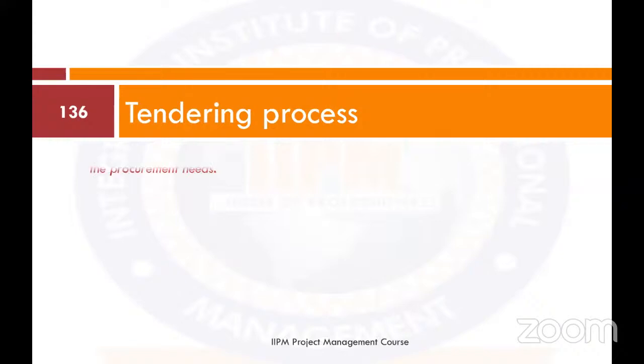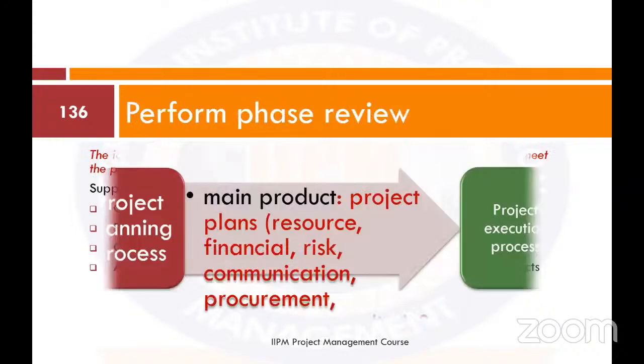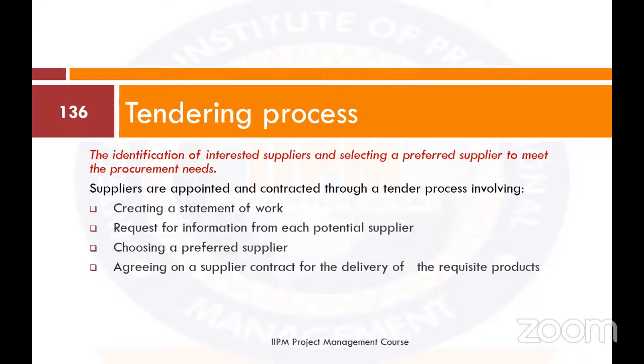That's the procurement process. Now, the tendering process, as part of procurement, is the identification of interested suppliers and selecting a preferred supplier to meet the procurement need. Suppliers are appointed and contracted through a tender process involving creating a statement of work, requesting information from each potential supplier, choosing a preferred supplier, and then agreeing on a supplier contract for the delivery of the requisite products that have been agreed upon. So the tendering process is a basic step followed in project management.